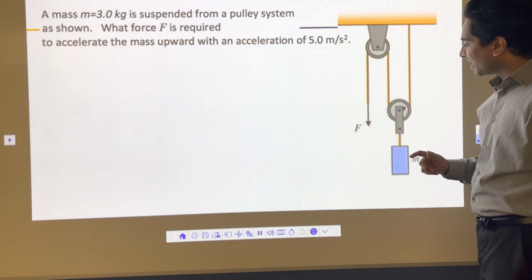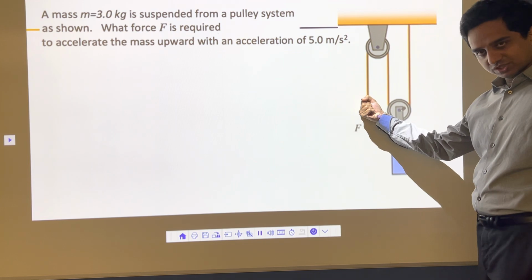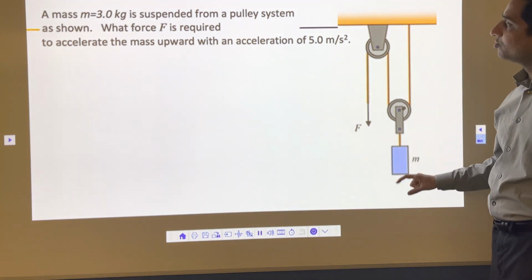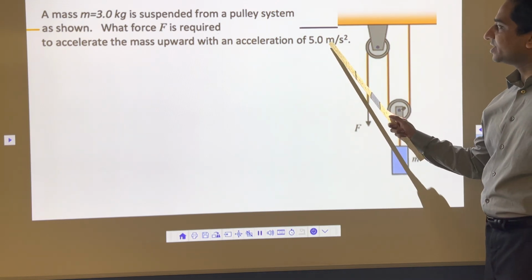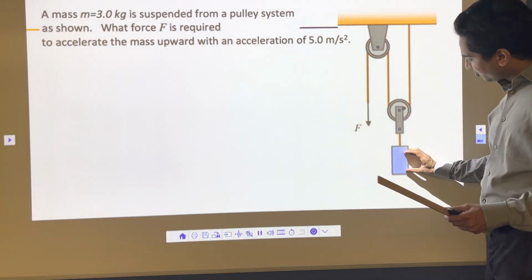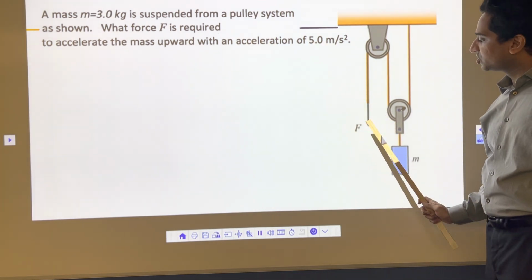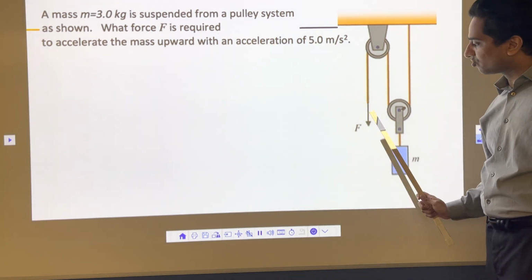So you want to find out at what force you have to pull this one down so that the acceleration will be exactly 5 meter per second square. Starts pulling down, it's going to go up. With this acceleration, how much force required for that? You have to find that out.